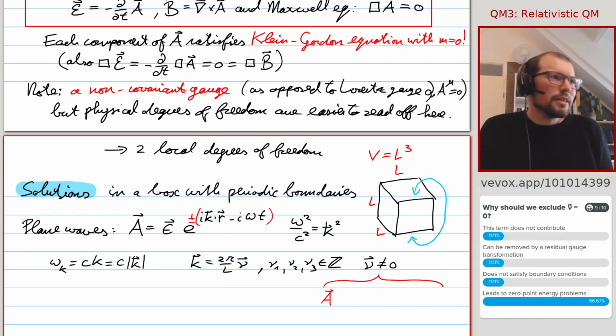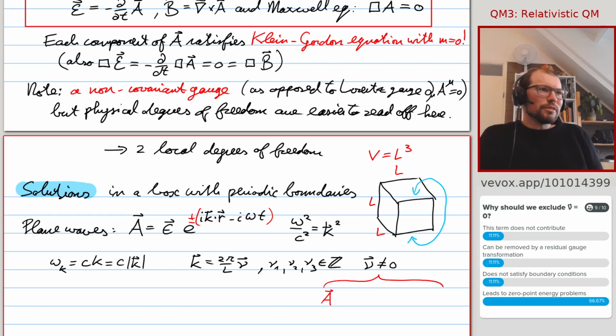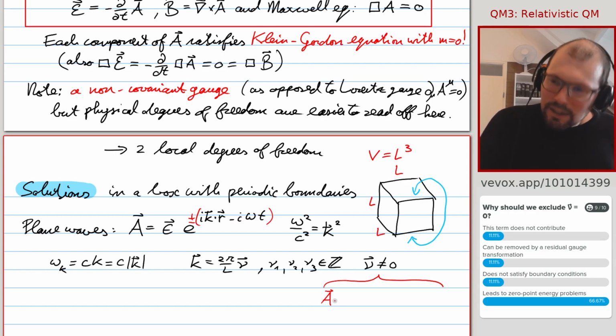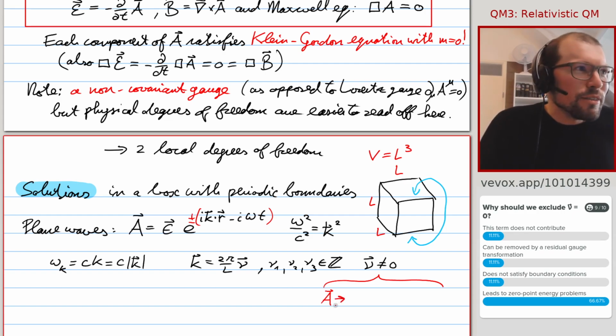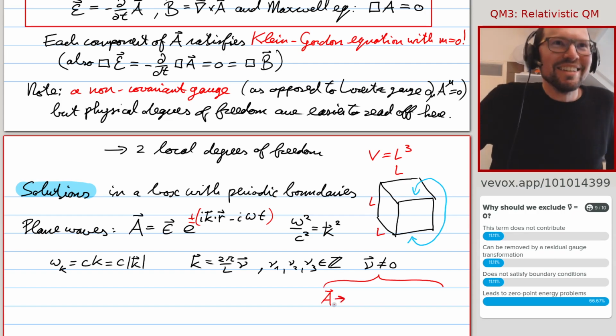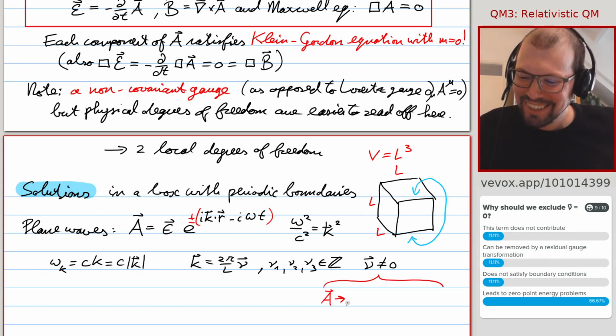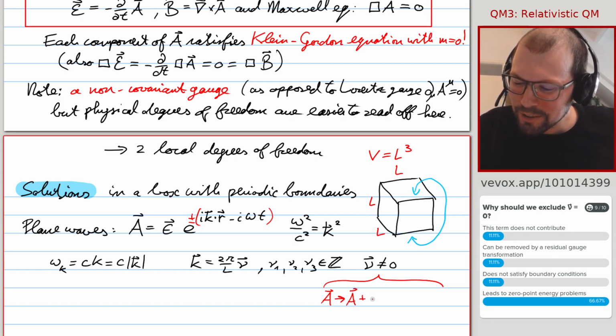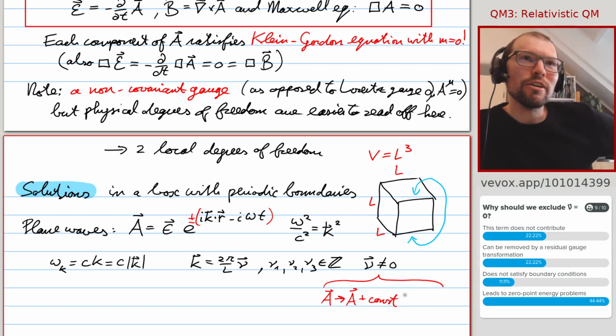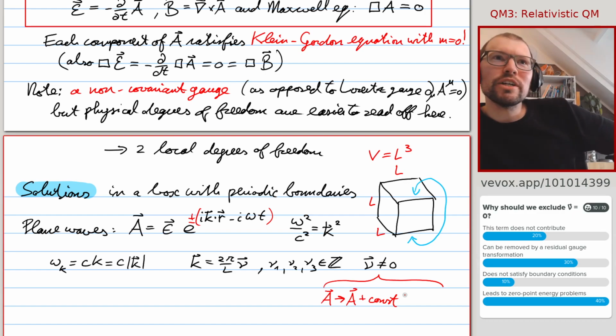So let's see. There is a majority vote for a deep answer. I think the answer is a bit simpler than this. So at least one of you has chosen my answer. So what happens when I change my vector potential by a constant, or by a constant vector? What changes in the electric and magnetic fields?